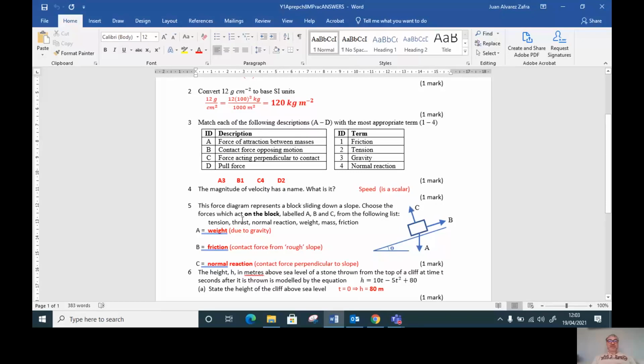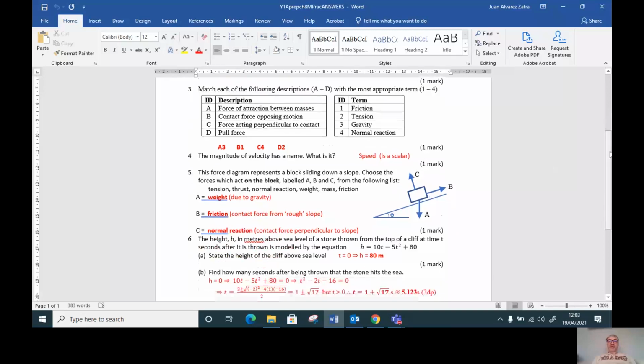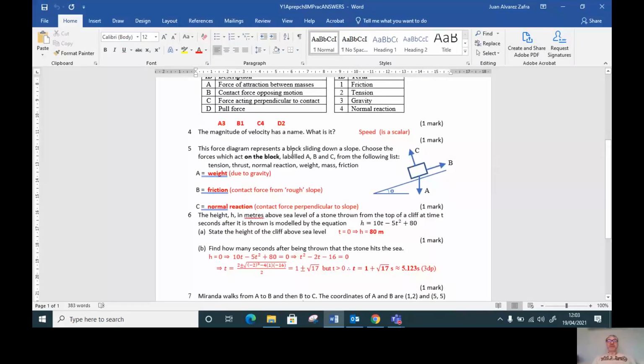Question 5. So a force diagram is something you need to work with, particularly in the second year. And you need to be able to draw these force diagrams and label them. So in this case, we have a force diagram of a block sliding down a slope. So although it's sliding down the slope, and so the velocity is down the slope, we're actually asked to label the forces. So what are the forces on here? Well, the possible forces are tension, thrust, normal reaction, weight, mass, and friction.